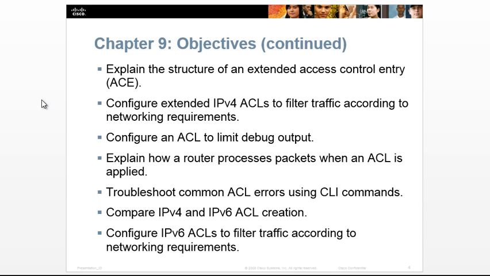We'll go on to talk about the structure of an extended access control entry, which is an ACE. We'll talk about extended IPv4 ACLs to filter based on different network requirements. Basically, you can filter with an ACL on any kind of thing you want. We'll use some CLI commands to look at ACLs, and then we'll look at the difference in the IPv4 and the IPv6 ACLs.